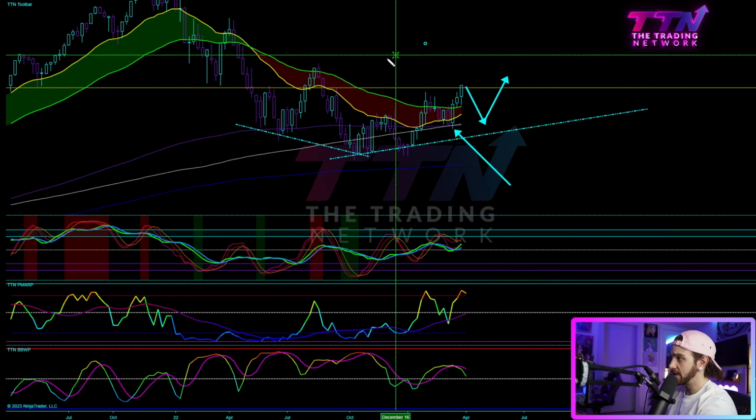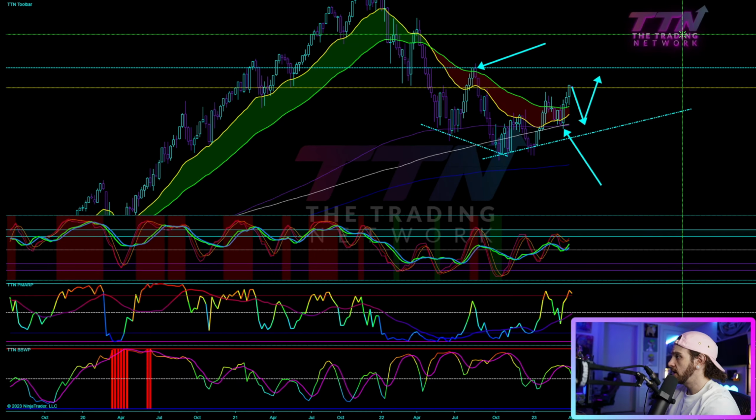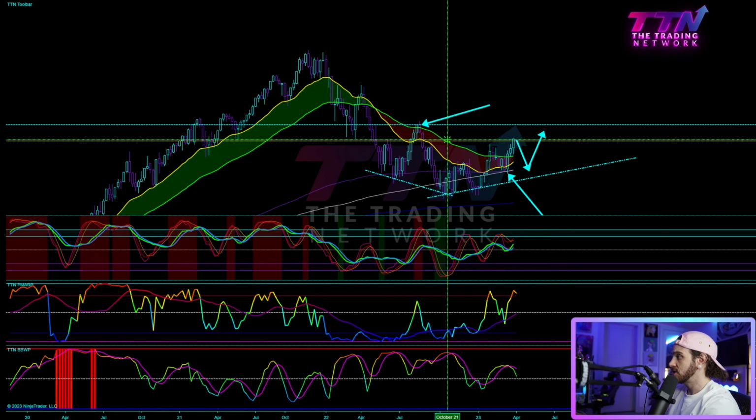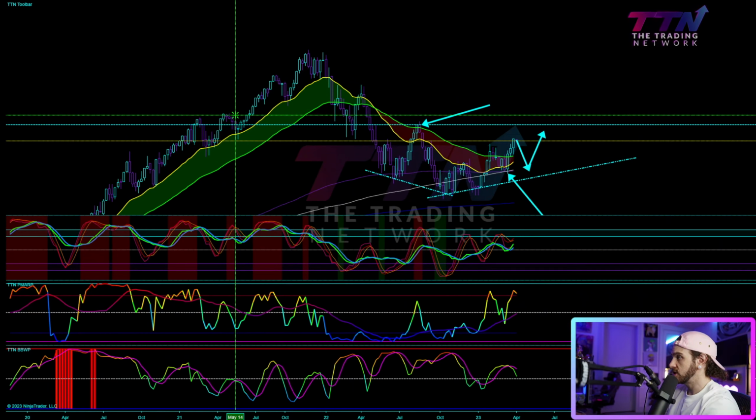It still looks good. I think that we are moving back up towards this high at 13.9K to retest this area. And it could be a situation where if we move above this, we are then testing like 14.3.